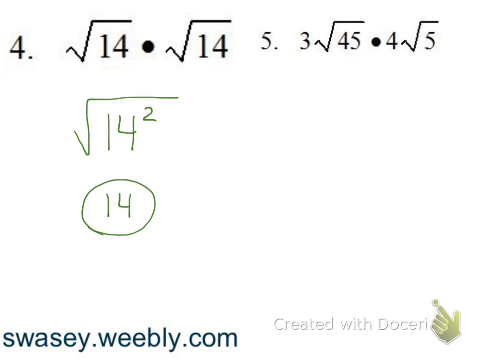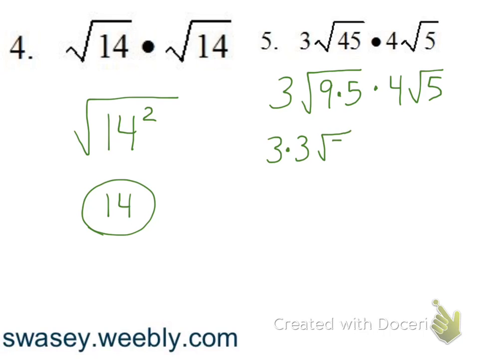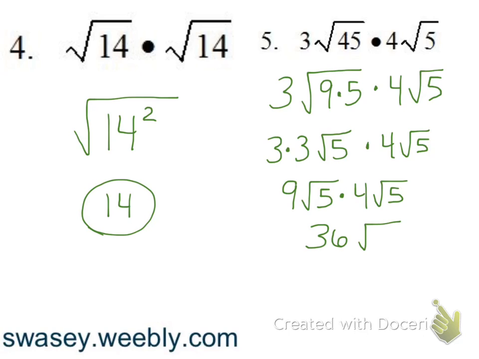On number 5, I really don't want to multiply the 45 and the 5 because it would be a really big number. But I can think of a perfect square factor of 45, and that's 9. And so the square root of 9 is 3, so we have 3 times the square root of 5 times 4 times the square root of 5. 3 times 3 is 9, so we have 9 square root 5 times 4 square root 5. Multiply those together, 9 times 4 is 36. Square root of 5 times square root of 5 is square root of 5 squared, or you could say 25, which is just 5. So we have 36 times 5, which comes out to 180.